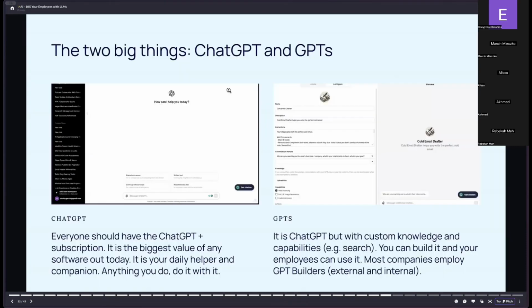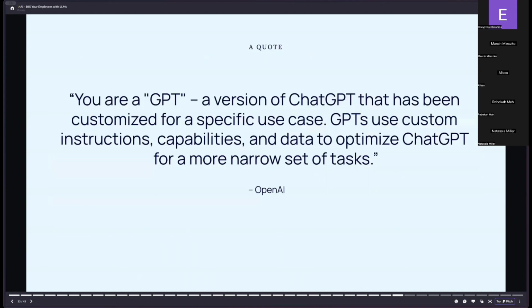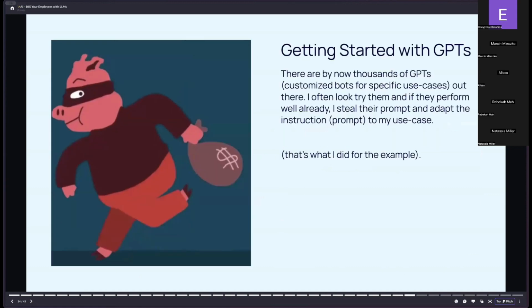Some tools and resources: the two big things are ChatGPT and GPTs. GPTs are in the end just ChatGPT with custom knowledge and a custom prompt, so instructions on what it has to do, which specializes them on a task, and also some capabilities, which is a little bit too advanced for now. And this is the prompt they gave him, which is what I mean. So it's customized for a specific use case with custom instructions, capabilities, and data to optimize.